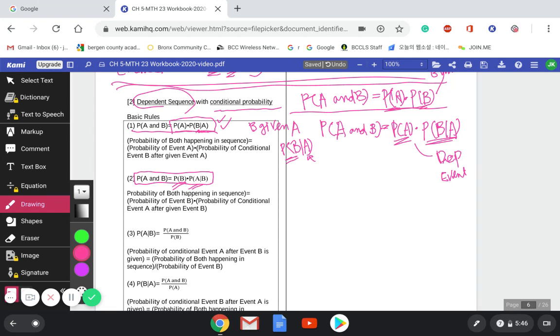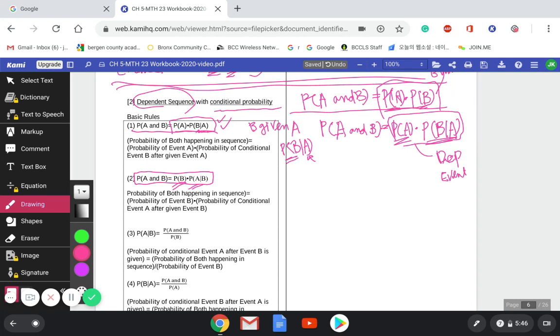So that's the case of looking for the compound event, but it happened to be dependent, compared to independent. Both of them are compound events, multiple events, because you have two events happening at the same time. So if it's independent, you write probability of A times probability of B. If it's dependent with a condition, then we write probability of A times probability of B given A, like that.